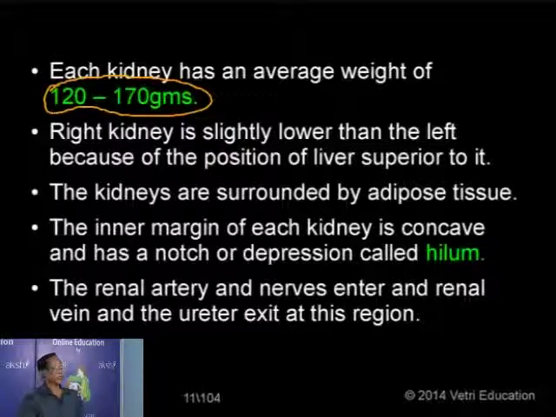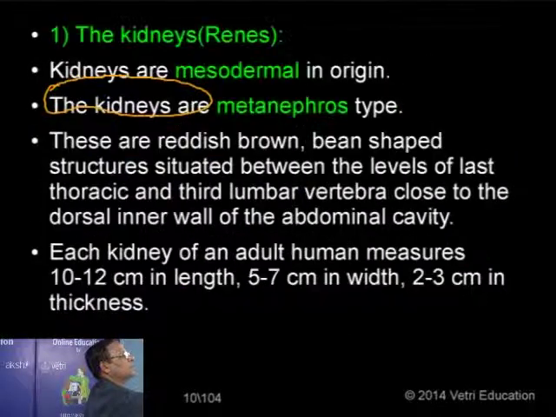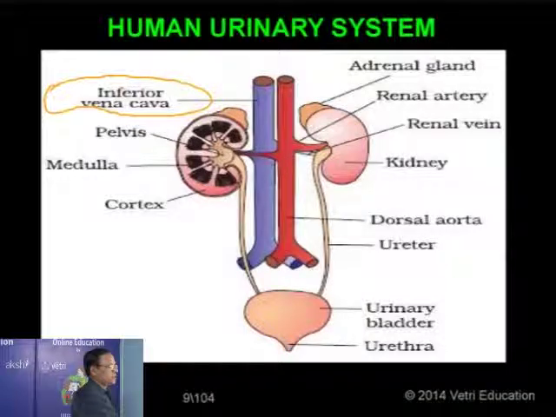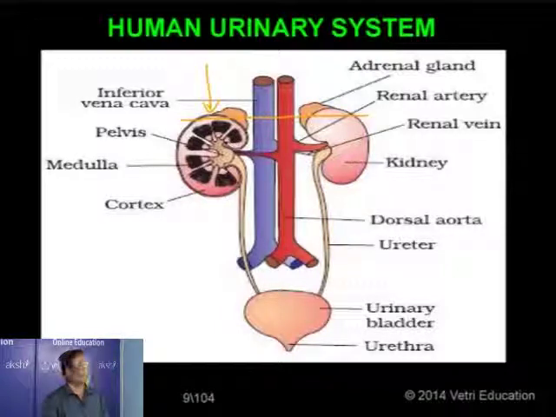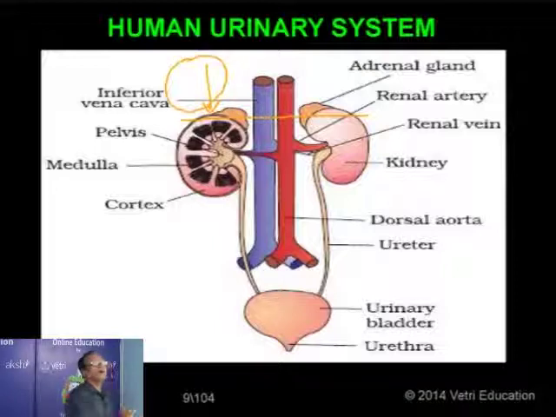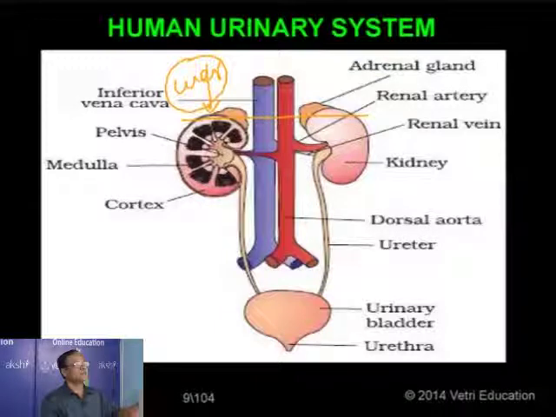And again, the two kidneys are not placed at the same level. If you compare the location of the right and left kidney, this is the right kidney and that is the left one. The right kidney is slightly lower in position than the left one. The reason is that the liver is localized on the right side. It exerts a force on the right kidney, so that the right kidney is slightly lower in position than the left one. That is about the location.